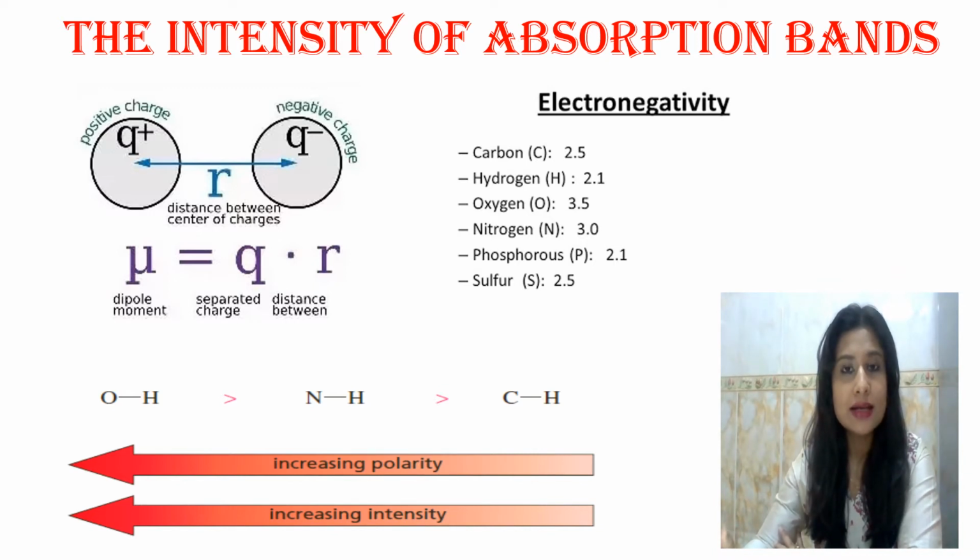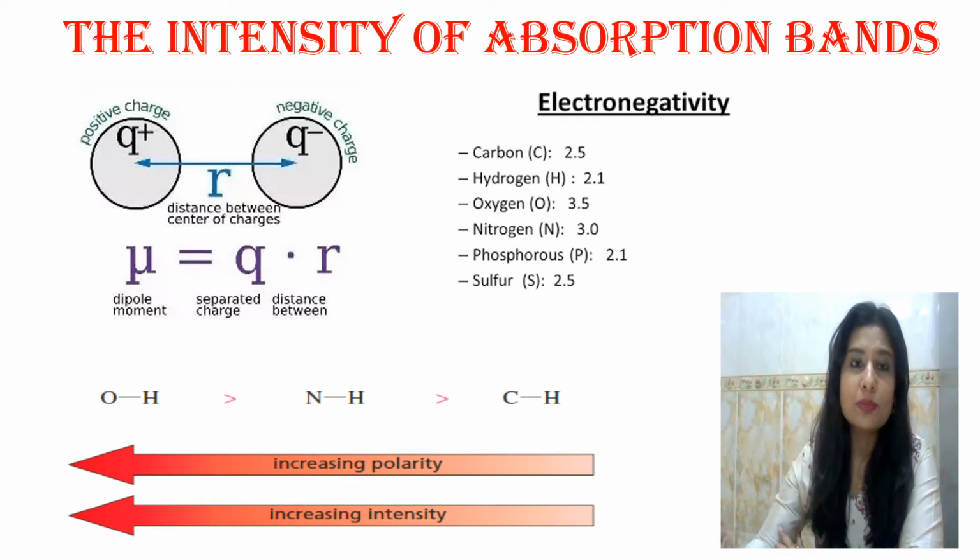So now you understand, you just need to know the electronegativity values. You need to see what the change in the electronegativity value is. That is directly related to the change in the dipole moment, and the greater the electronegativity difference, the more intense the absorption bands.